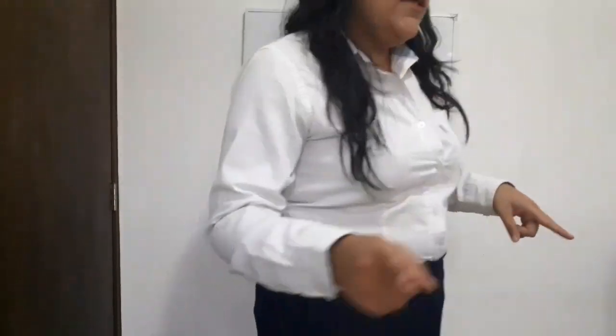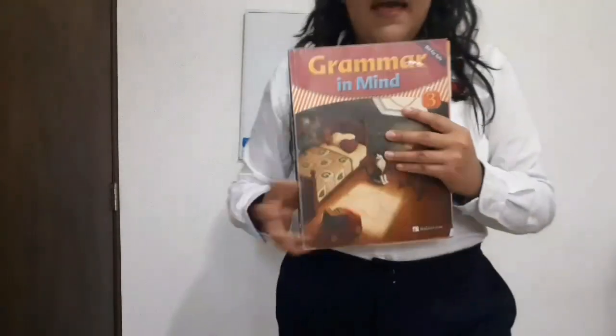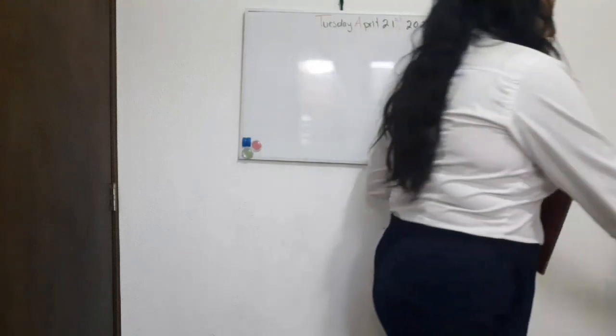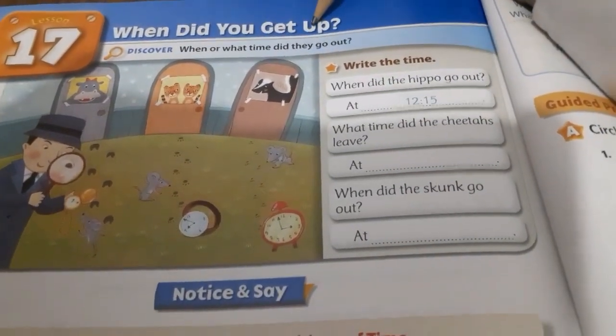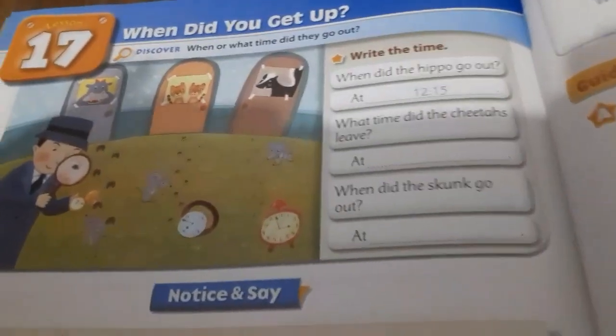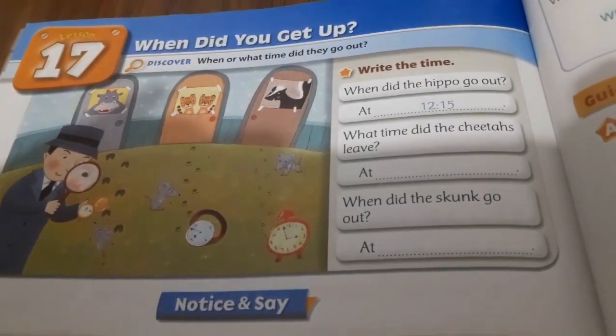So, today we're going to work in your books, okay? So, take out Grammar in Mind student book, okay? Student book. Do not take out the workbook. Check it out. Student book, Grammar in Mind. Open it up to page 78, okay? Now, lesson 17. When did you get up? Please be on your books, okay? I will wait for you.